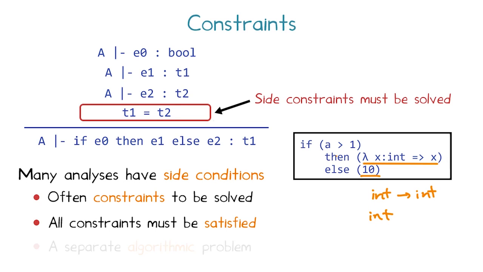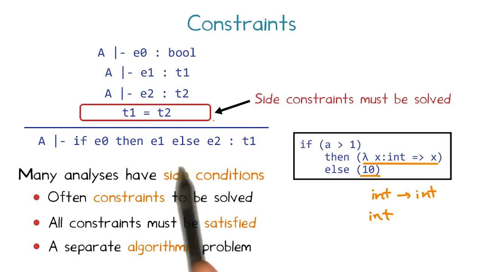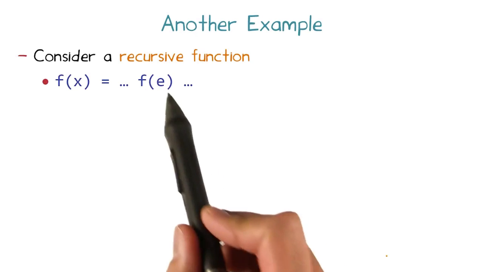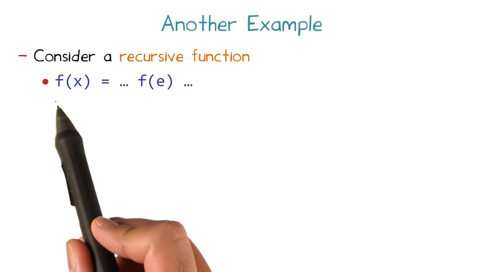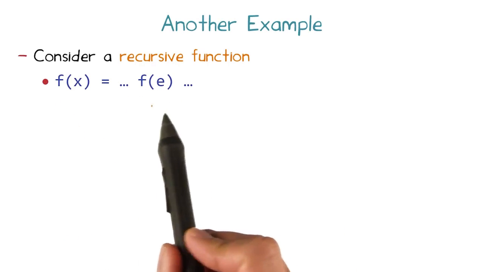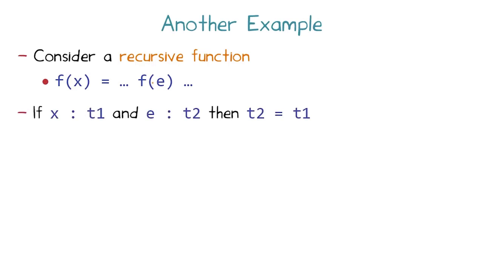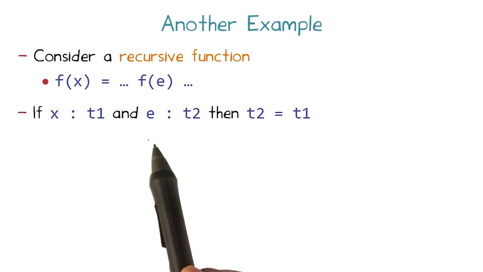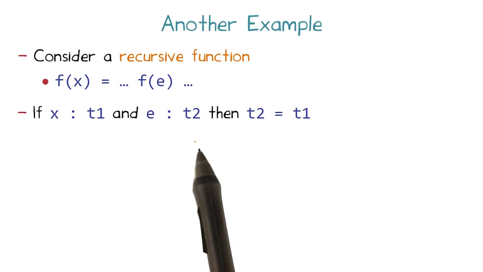Checking whether these side constraints can be solved is a separate algorithmic problem that we will cover in the lesson on constraint-based analysis. Another example of where side conditions occur are with recursive functions. Functions which call themselves in their own definition. The constraint that must be satisfied is that if x is of type t1 and e is of type t2, then t2 equals t1.